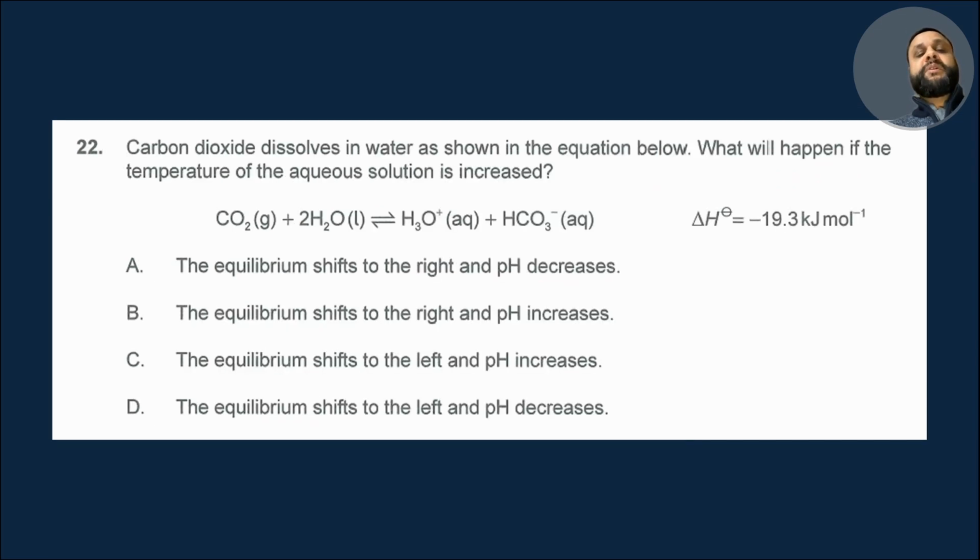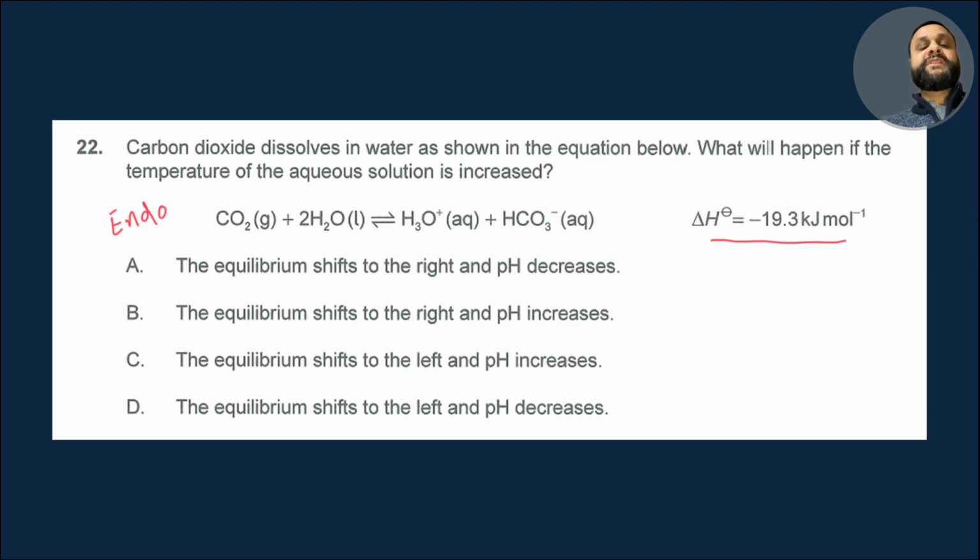Question 22. Carbon dioxide dissolves in water as shown in the equation below. What will happen if the temperature of aqueous solution is increased? This is an example of ocean acidification. Forward reaction is exothermic, hence the backward reaction will be endothermic. Okay. If we increase the temperature, equilibrium will try to decrease the temperature. In order to decrease the temperature, equilibrium will shift to the endothermic direction, which is backward in this case.